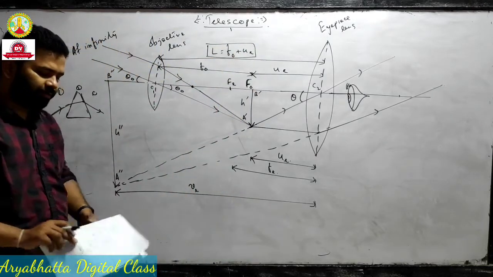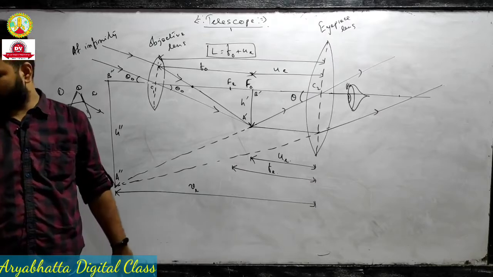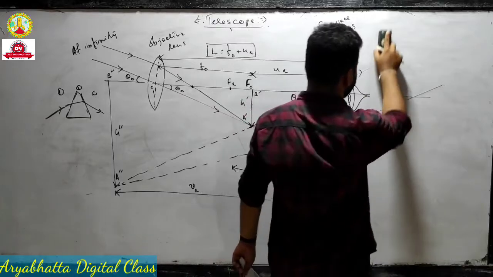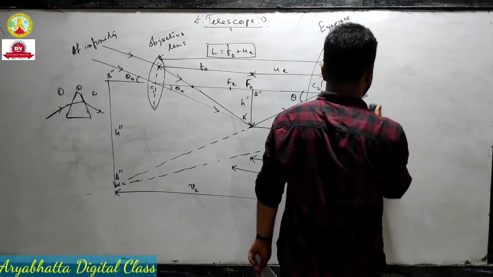So now we have to derive the magnifying power for the telescope. So let us solve it in this portion. I am going to erase this portion.